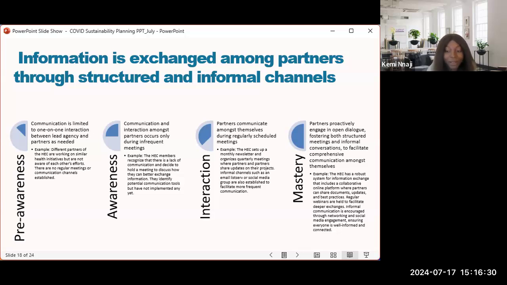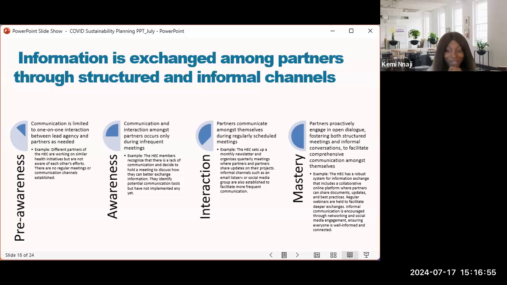So for example, the HEC has a robust system for their information exchange and includes a collaborative online platform where partners can share documents, updates, and best practices. Informal communication is encouraged through networking or social media engagement, ensuring everyone is well informed and connected.